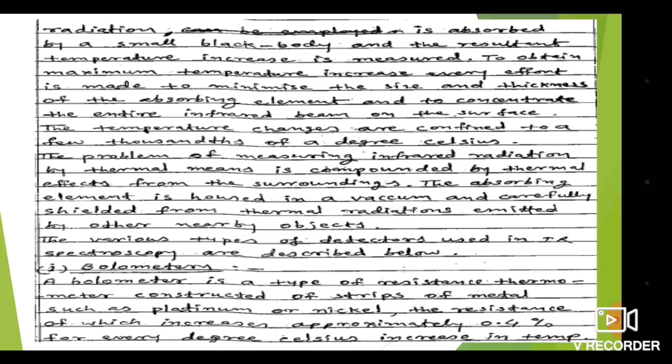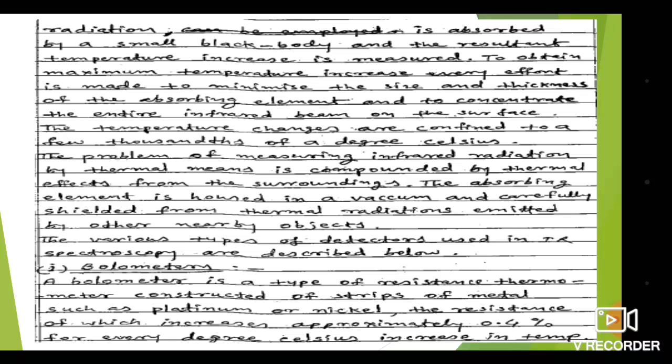The various types of detectors used in IR spectroscopy are as follows. The first is the bolometer. A bolometer is a type of resistance thermometer constructed of strips of metal such as platinum or nickel, the resistance of which increases approximately 0.4% for every degree Celsius increase in temperature.